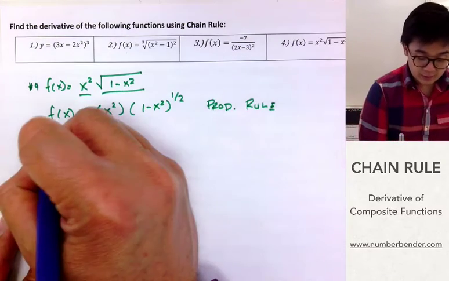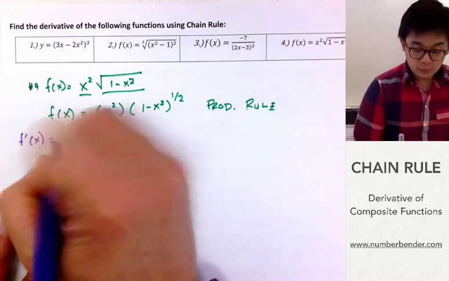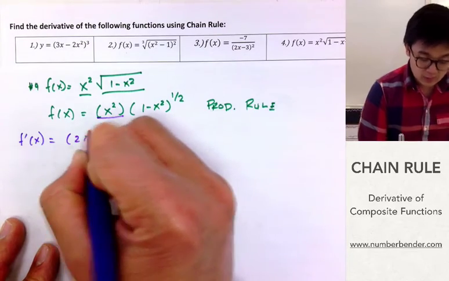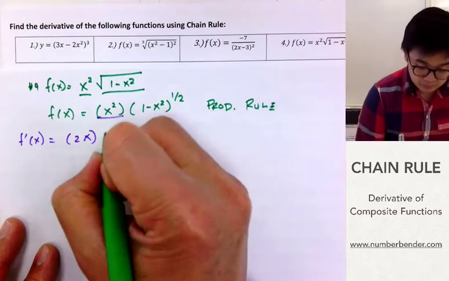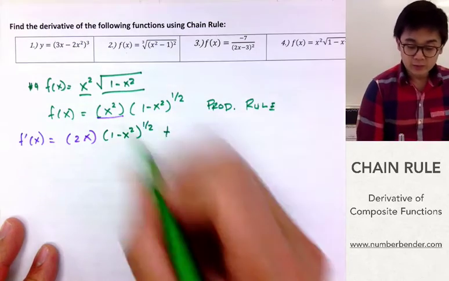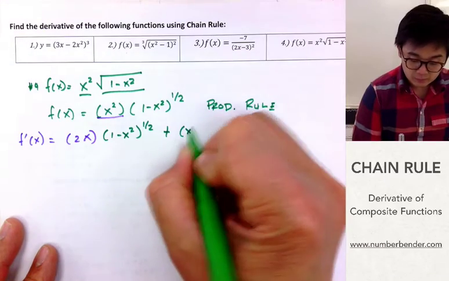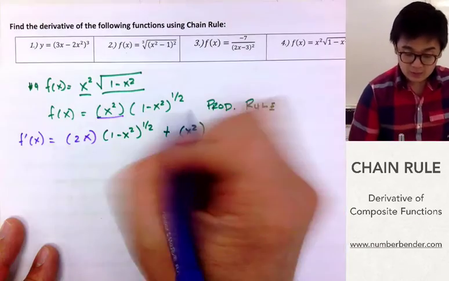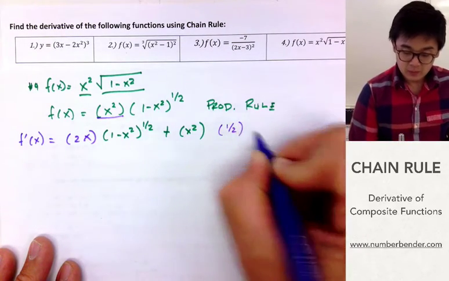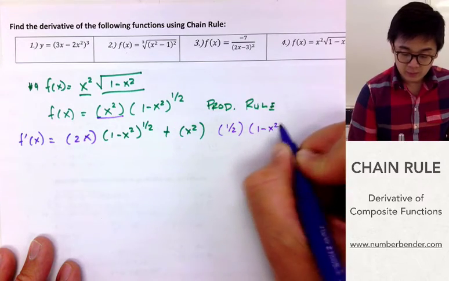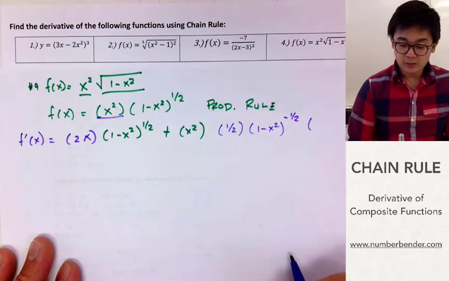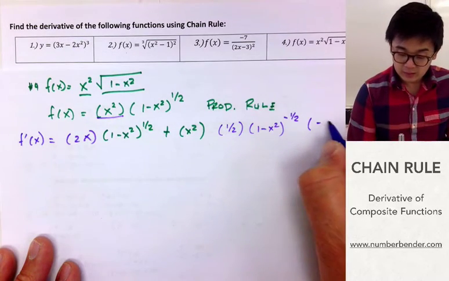So let's go ahead and take f prime of x, which starts with the derivative of the first. So I'll have 2x. I'll copy my second term, add it to the copy of my first term, multiplied by the derivative of the second term. So we'll have 1/2 (1 minus x squared) raised to 1/2 minus 1, which is negative 1/2, multiplied by the derivative of the inside, which is negative 2x.